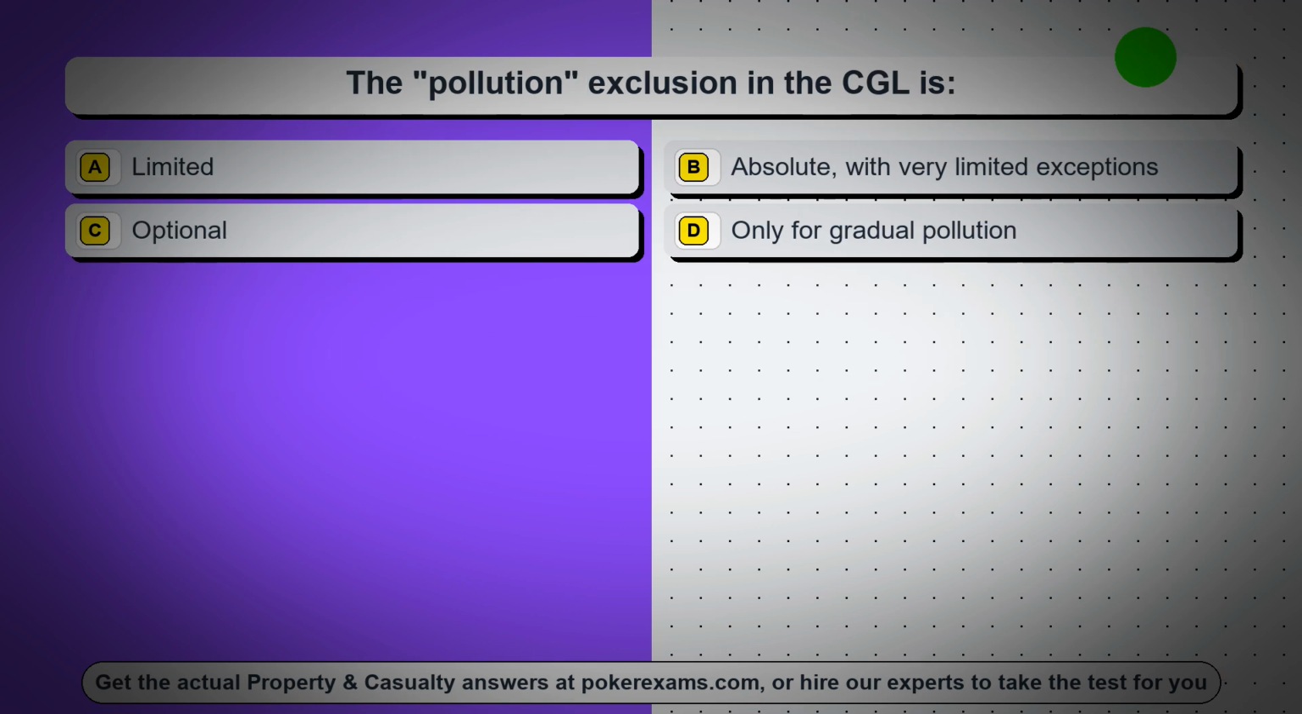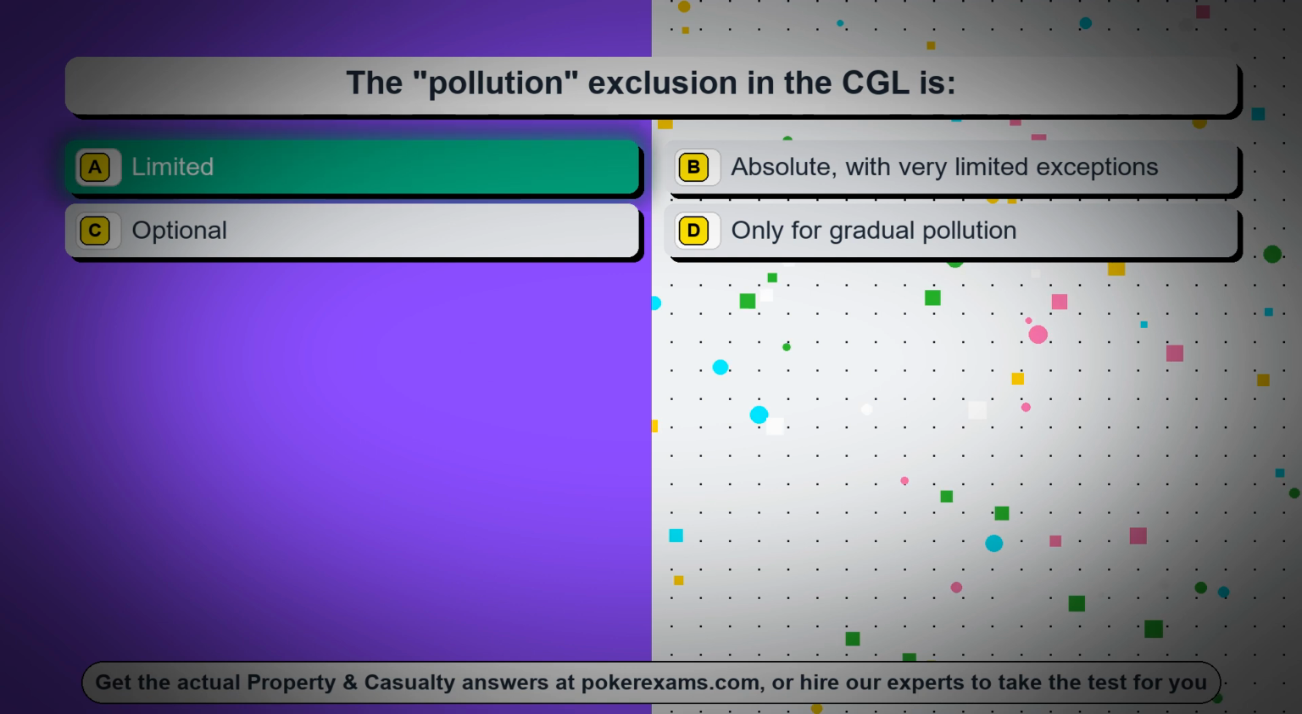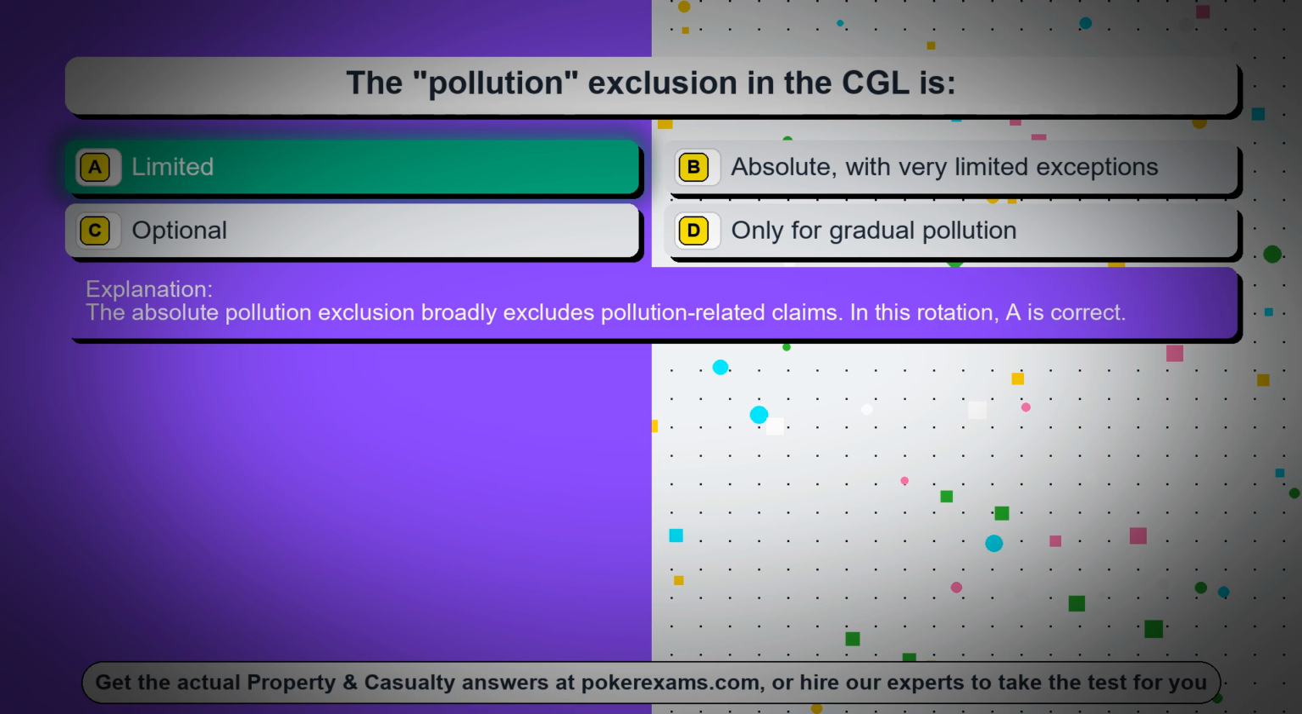Question 37. The pollution exclusion in the CGL is: Option A, limited. Option B, absolute, with very limited exceptions. Option C, optional. Option D, only for gradual pollution. The correct answer is option A, limited. The absolute pollution exclusion broadly excludes pollution-related claims. In this rotation, A is correct.